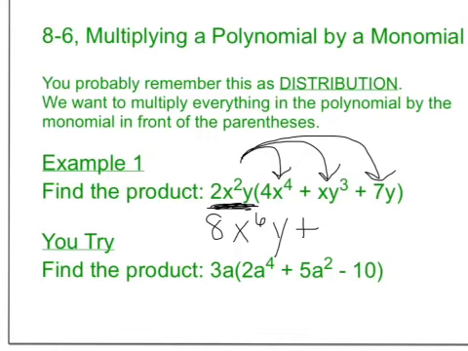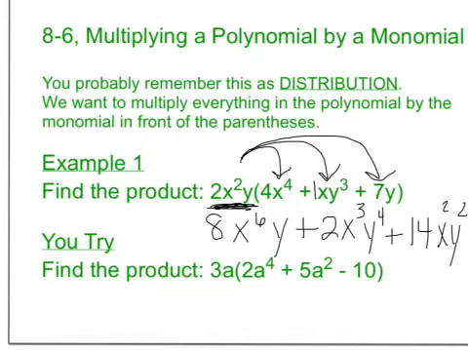Next part, I go 2. Well, there's just a 1 there, so that's going to be 2. X's, there's 3. Y's, 4. Again, with the 7y, I've got 2 times 7, which is 14. I've got x squared, and then it's going to be y squared.